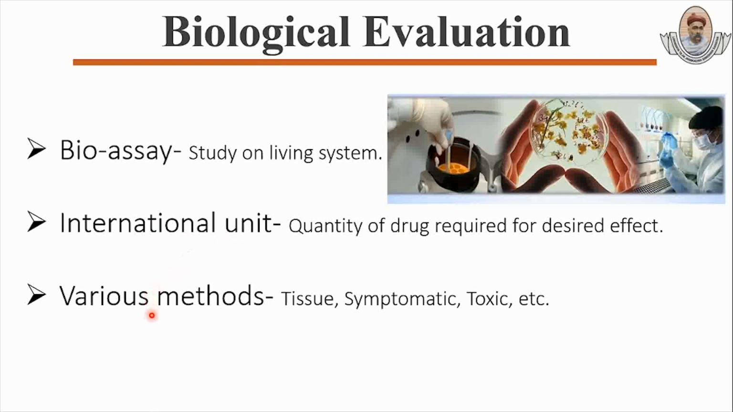So for determination of this international unit under biological evaluation, we can use various methods such as tissue method, symptomatic method, and toxic method. In case of tissue method, we are using a particular tissue, or we can say an organ or particular type of cell. Whereas in case of symptomatic and toxic, we are using entire animal for its study.